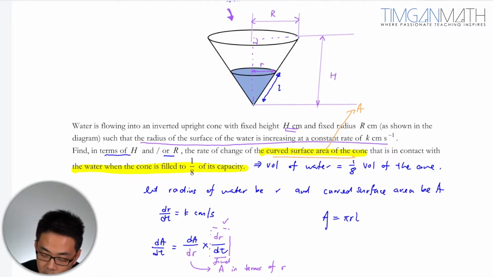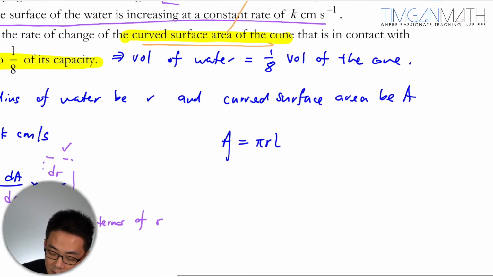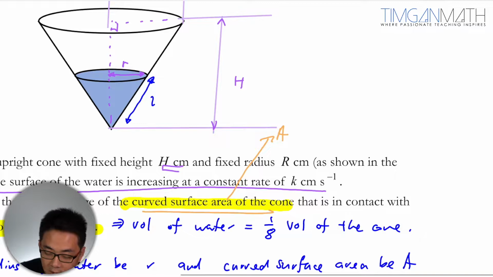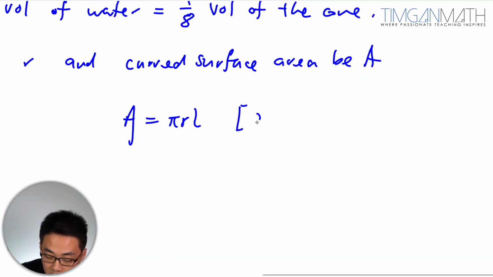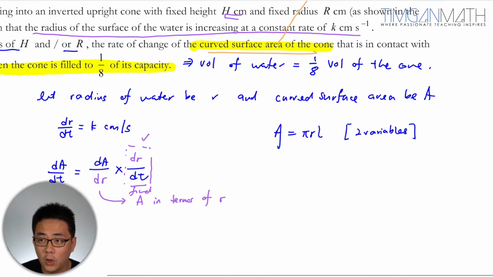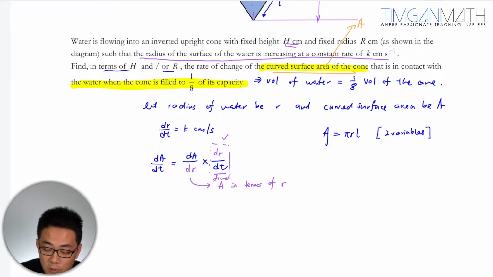So this is l. But the problem here is that you know that r and l are varying. So this is a two variable equation. You need to use some form of constant, some condition to change A into one single variable, namely in terms of r, because you need that.